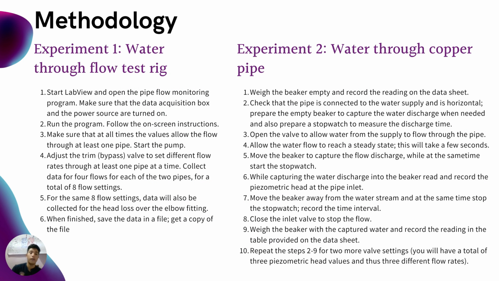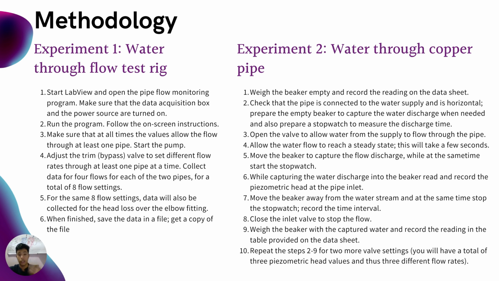So the methodology of this experiment, as I mentioned before, we have two experiments. In the first experiment we used the pipe test rig, and in the second experiment we used copper pipe. For both experiments, the procedures require the experimenters to conduct a test on the pipe test rig. This is to simulate the environment in which the water flows through.